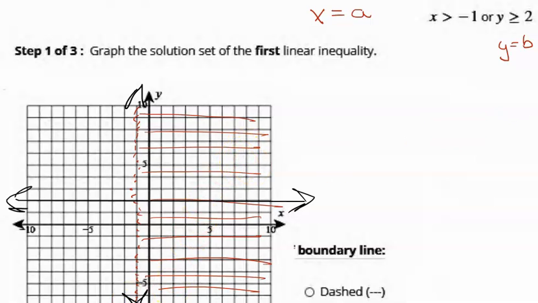Okay, now where are we going to shade? It says y is greater. So is that above the y line or below it? It's above. So I'm going to kind of do this with black here.